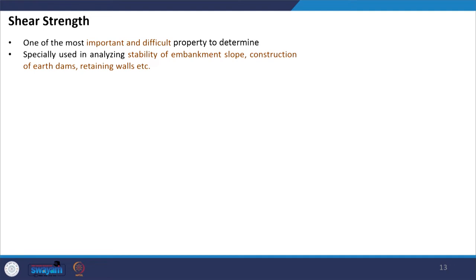Now, how to define shear strength? Shear strength can be defined as the resistance offered by a given soil to sliding, and the sliding will occur along a critical plane.